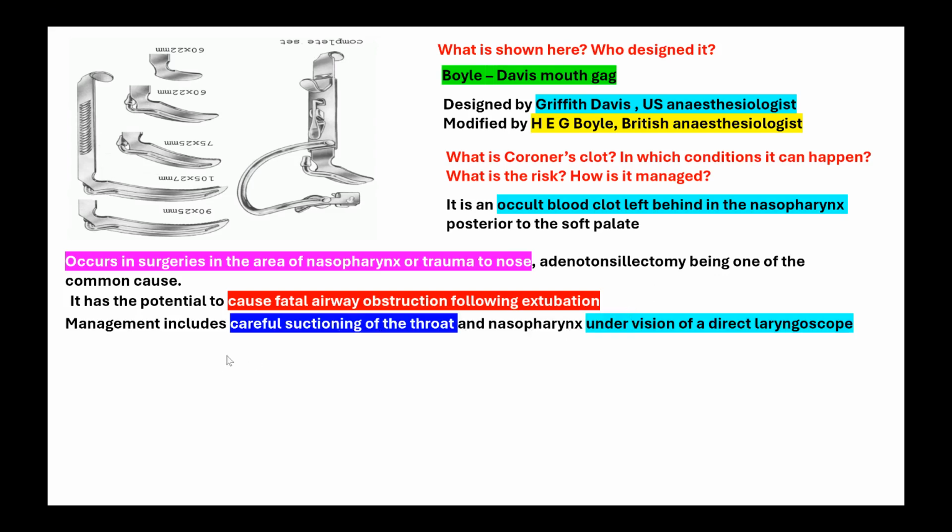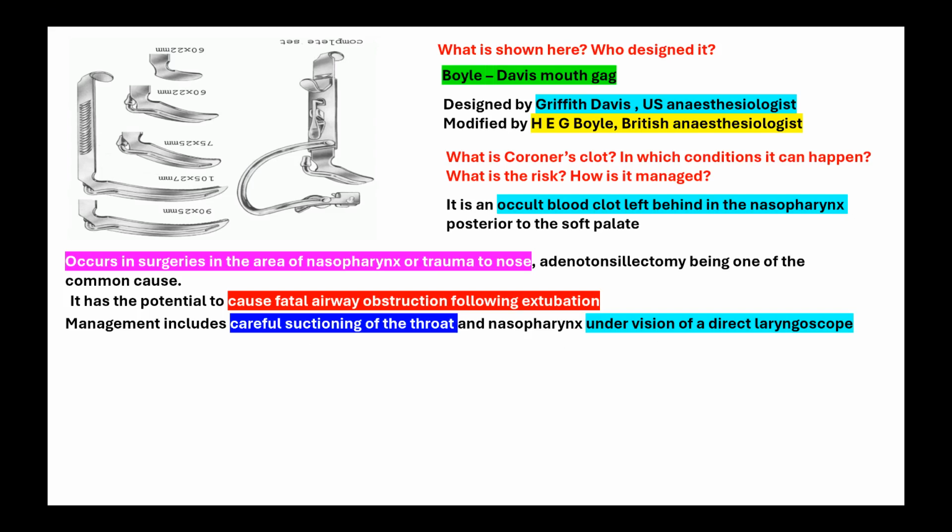So management is nothing but careful suctioning of the throat and nasopharynx under vision with a direct laryngoscope. So in any oral surgery, at the end of the surgery, before you extubate, put your laryngoscope and then visualize the oropharynx, and also try to see behind the soft palate. That is the area where this coroner's clot will be sitting.